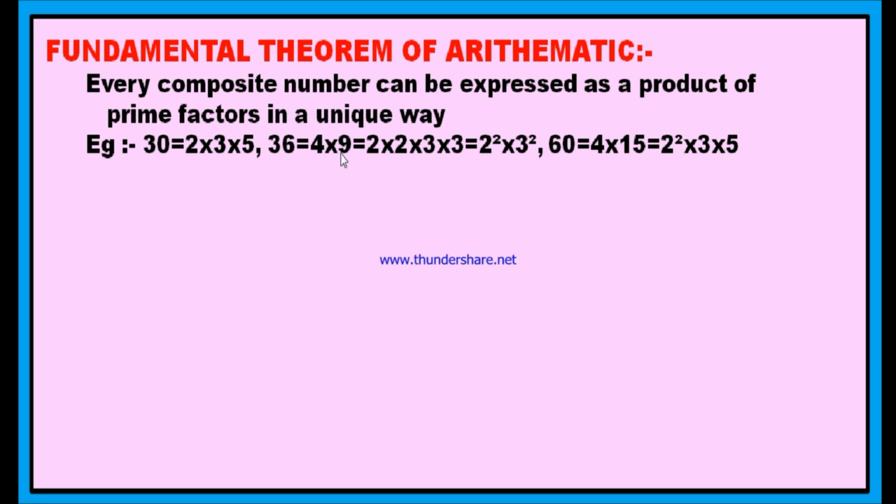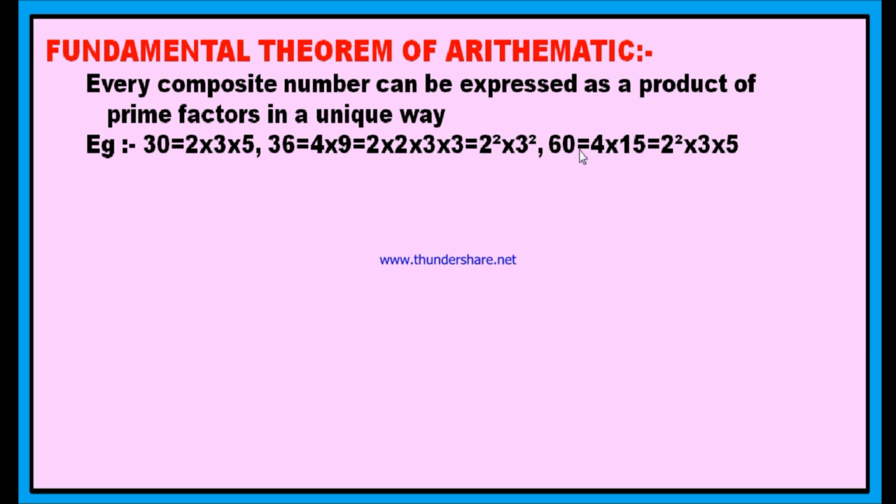You can write 36 as 4 into 9. This 4 is 2 into 2, and this 9 is 3 into 3. 2 into 2 is 2 square, and 3 into 3 is 3 square. Therefore, you can write 36 as 2 square into 3 square. You can write 36 as the product of prime numbers in only one way.